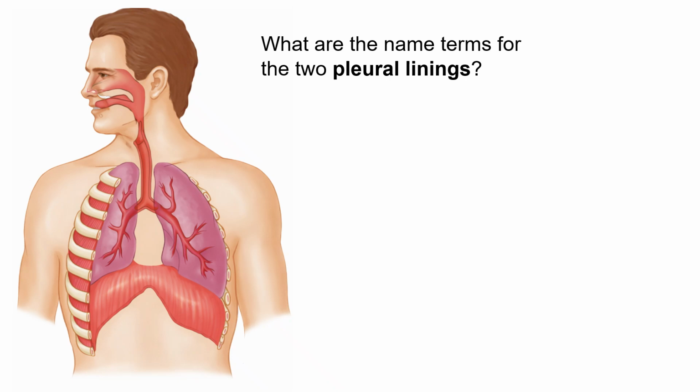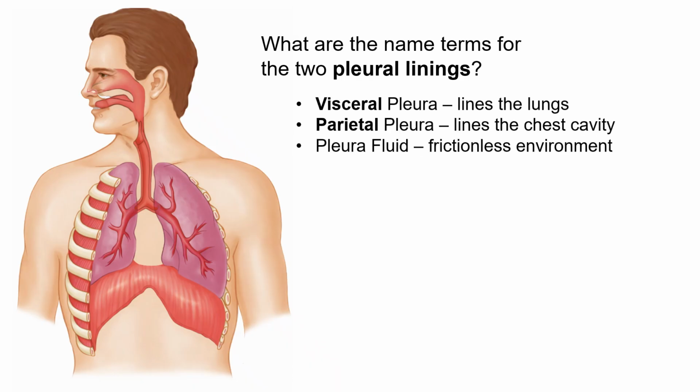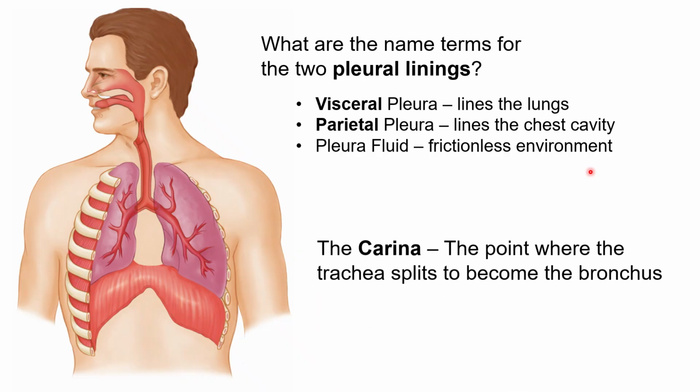So we go to the lower airway, not much that we need to know here. We need to know the two pleural linings, get familiar with that medical terminology that we use when we're talking about the lining of a cavity and the lining of the guts pretty much. Your visceral pleura is going to line your lungs, and your parietal pleura will be like saran wrap lining on the inside of your chest. And then in between there, we'll have pleural fluid that will give us a frictionless environment.